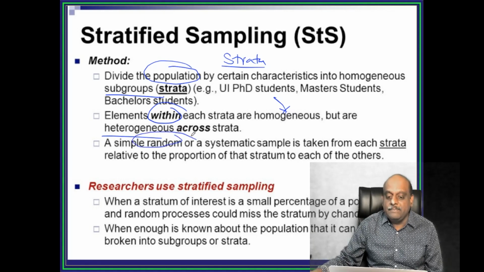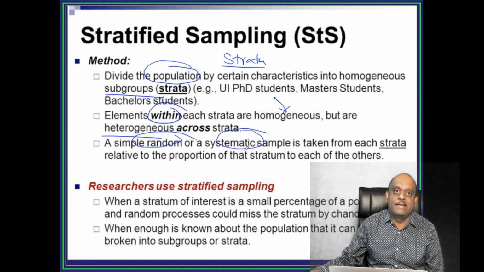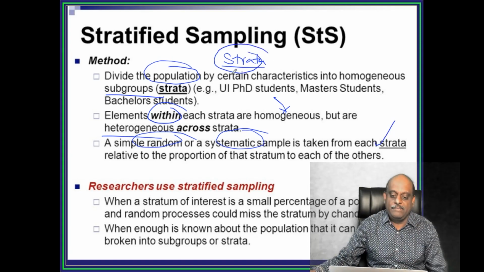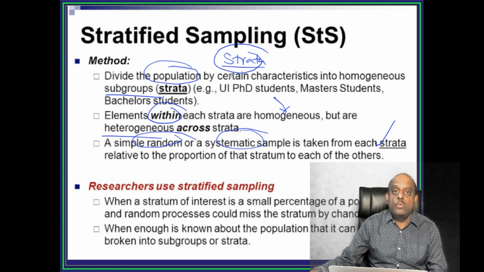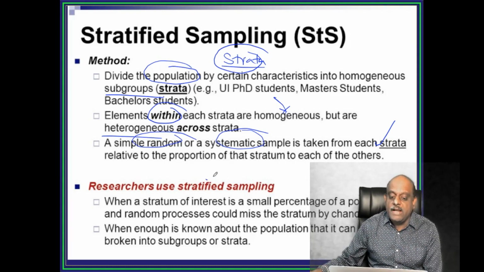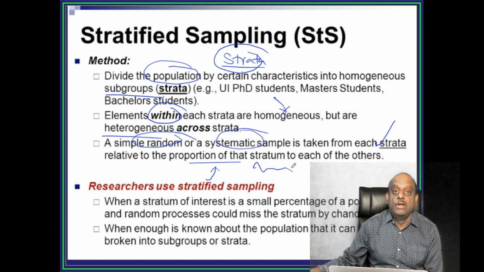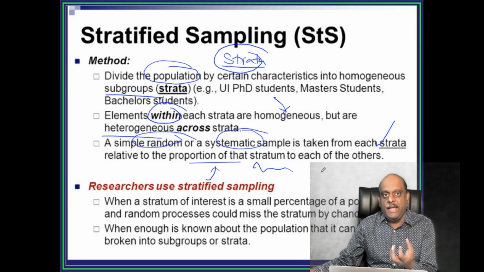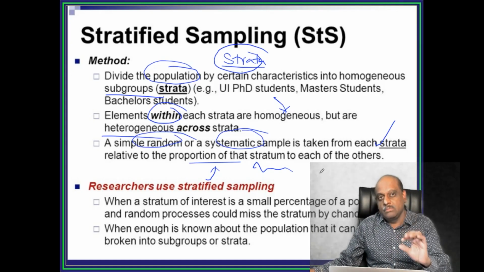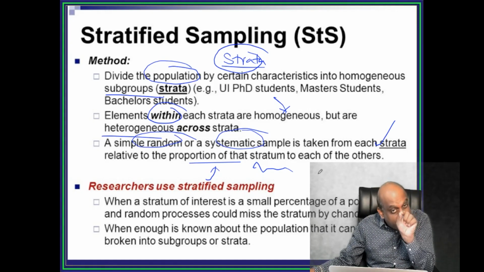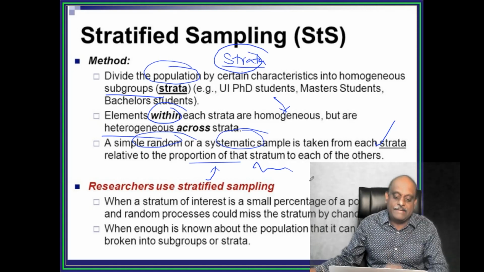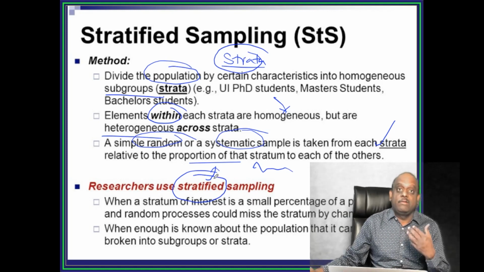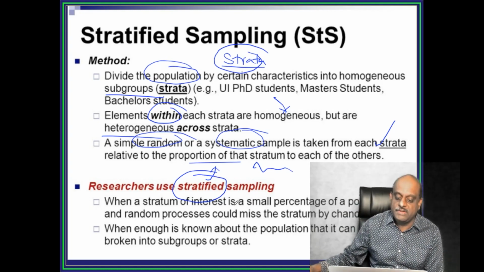A simple random or a systematic sample is taken from each of the strata. Now, how much sample you should take is relative to the proportion of that stratum to the total population. उस stratum के size के हिसाब से आप वो sample, how much sample from each strata should be taken, will be decided.